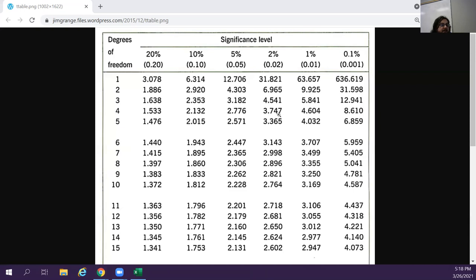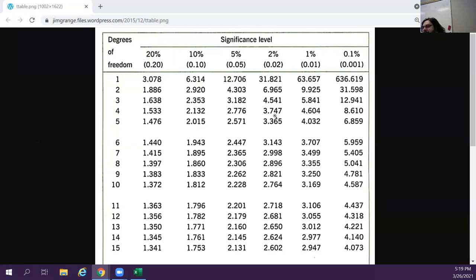And let me put it into the computer. Might be wrong. Nope, I was right. Okay, and that's how you figure out your critical t. It's just off your degrees of freedom, which is your sample size minus 1, and your significance level that's dictated, and that's where it intersects.